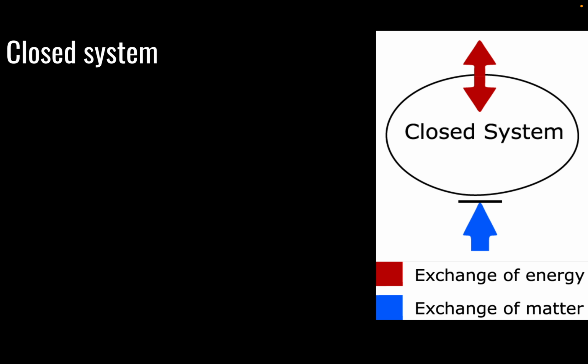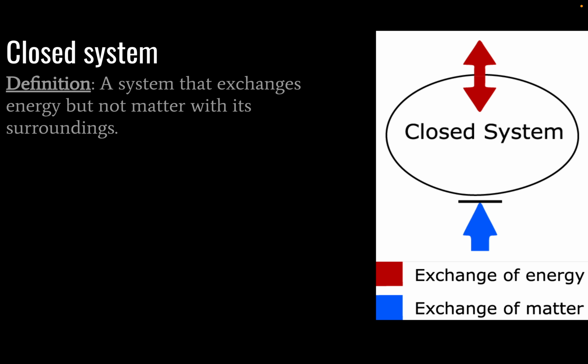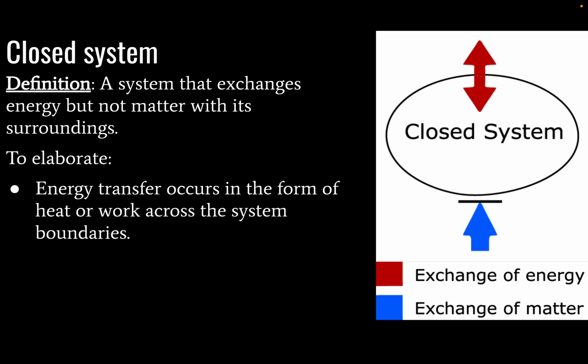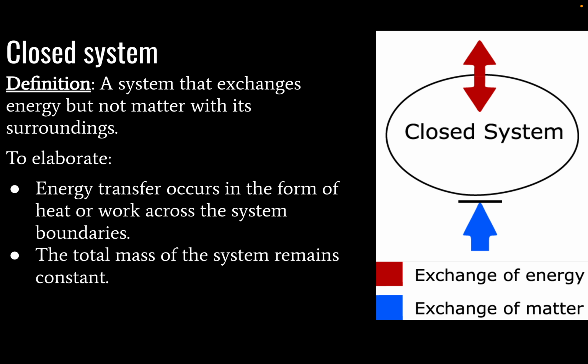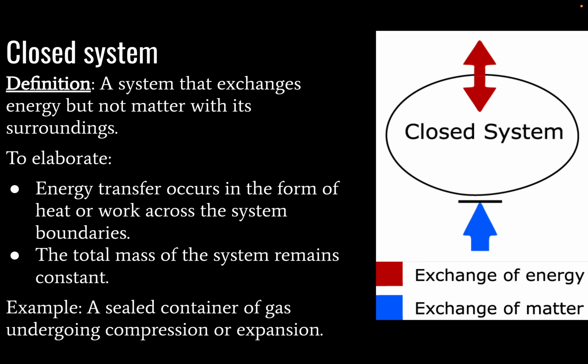So next, let's define a closed system. This is a system that exchanges energy but not matter with its surroundings. So energy transfer will occur in the form of either heat or work across system boundaries, but the total mass of the system is going to remain constant.